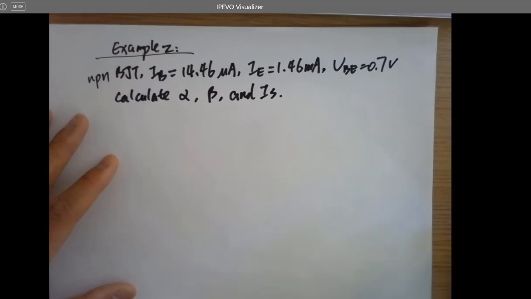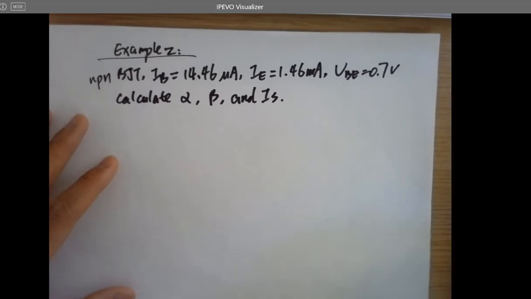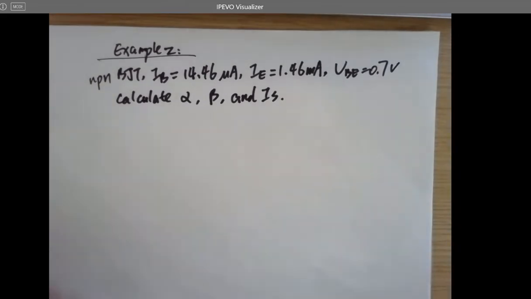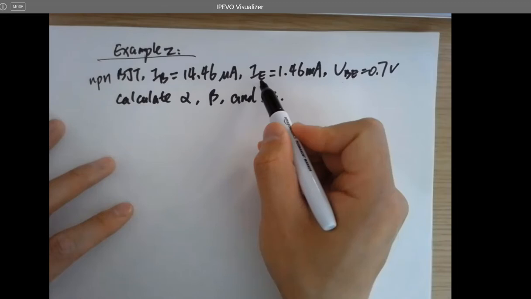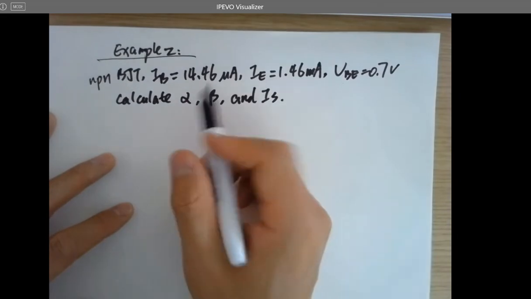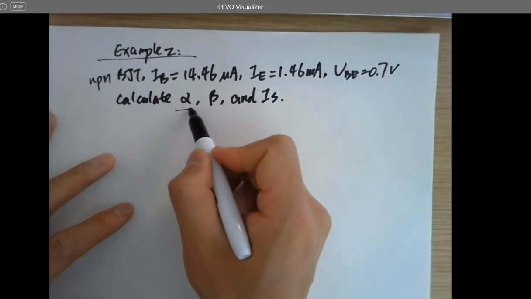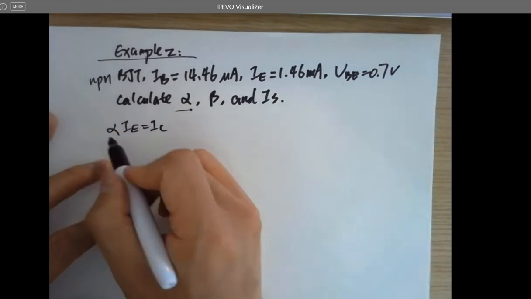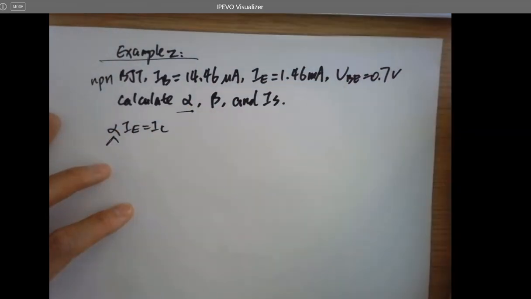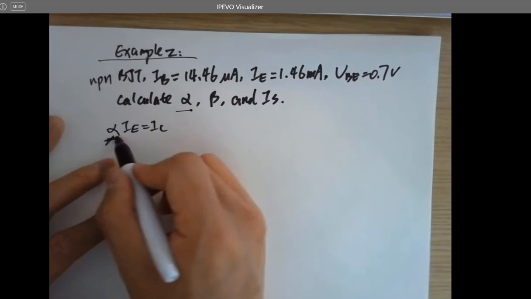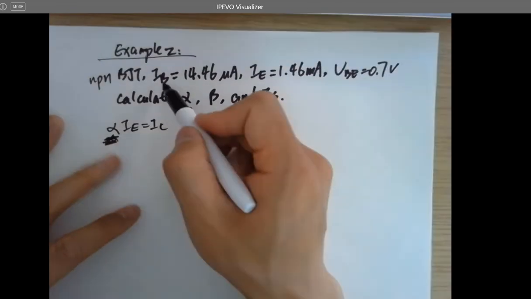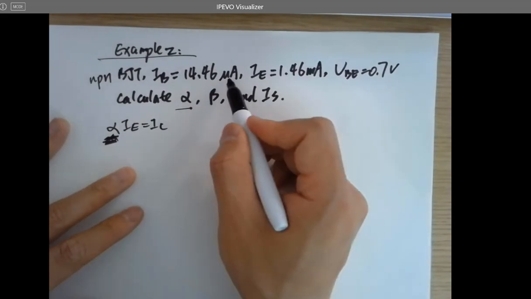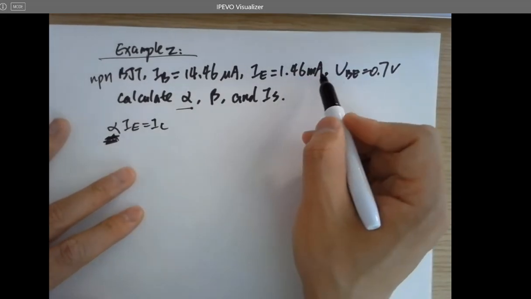Where to get started? IE is IB plus IC, and it's asking for alpha, and alpha is, since you know this, right? And the typical value for alpha is somewhere around 0.9, because IC and IE are pretty close to each other. Due to IB being tiny, we can compare IB and IE. It's just in the microamp range versus a milliamp range, right?